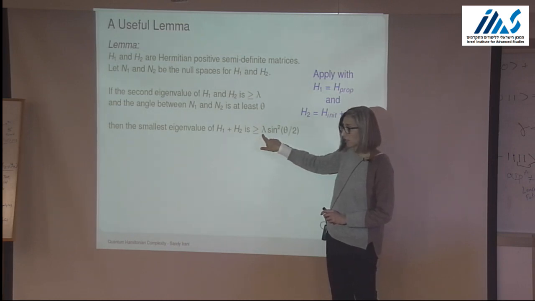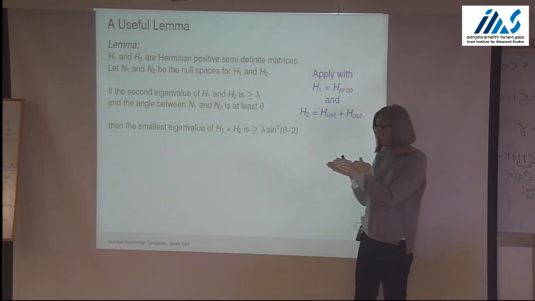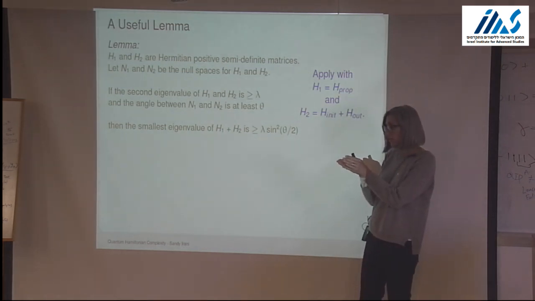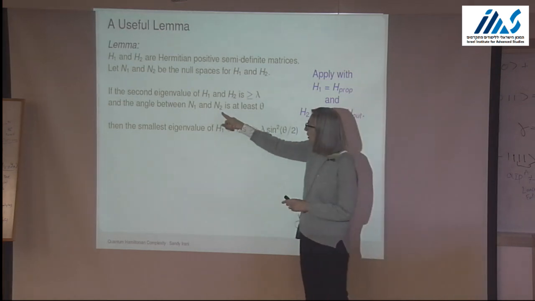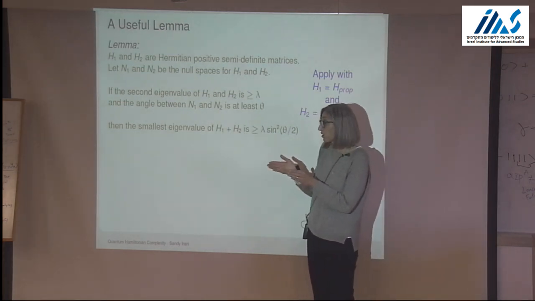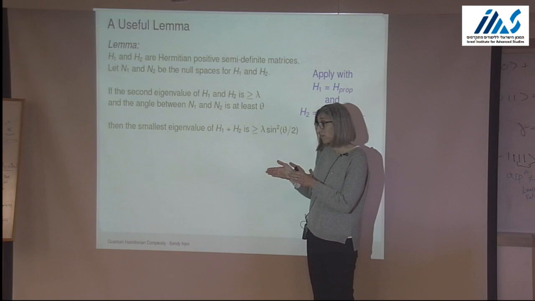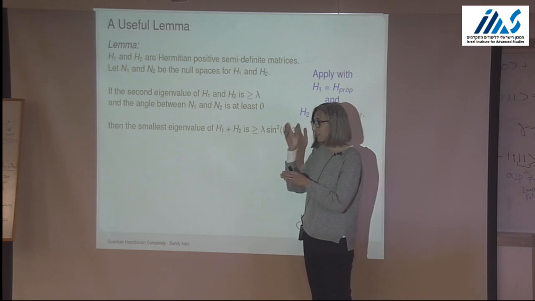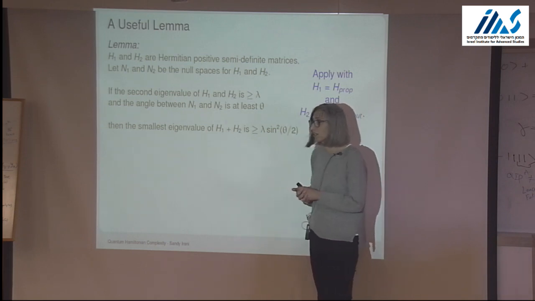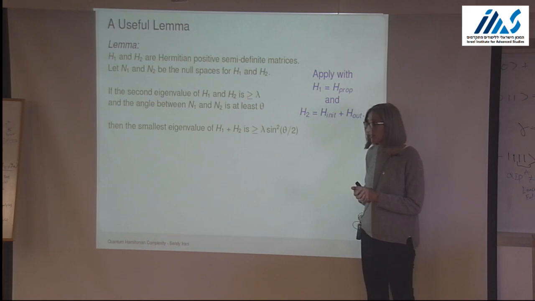So if it didn't have a good angle between them, what would that correspond to? It would mean that I could be in some state that's close to the null space of each, and therefore have a fairly low cost. Only a very small part of my state is sitting perpendicular to either one.